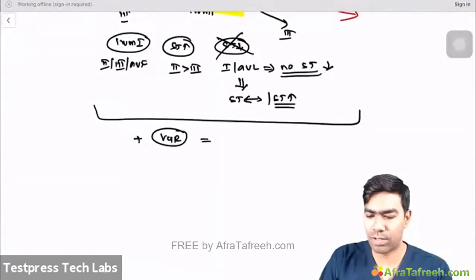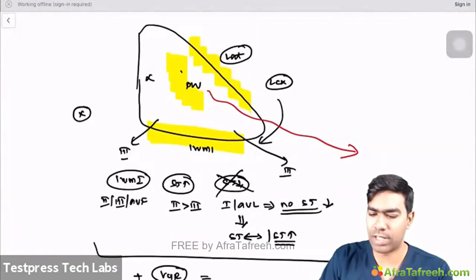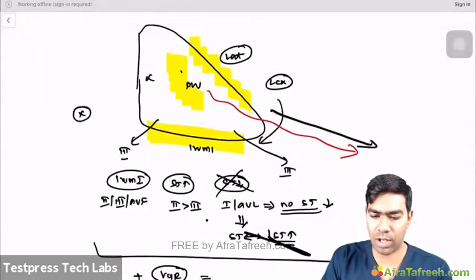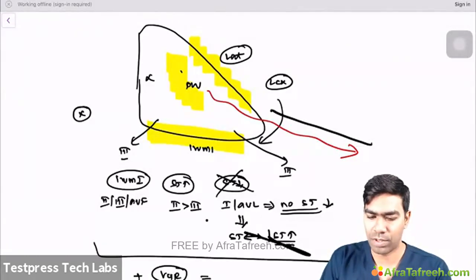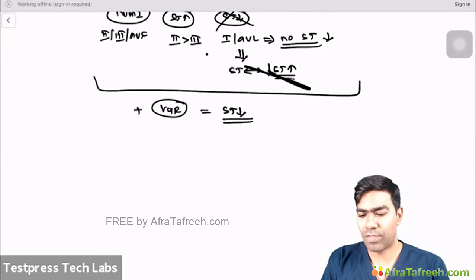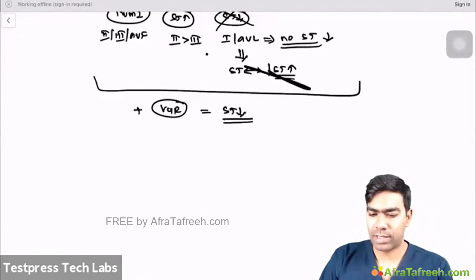V4R is a lead that is placed on this area. So this vector is moving away from V4R, and V4R will typically show ST depression only. So inferior MI with V4R showing ST depression, you can think about LCX involvement. That's all, as simple as that. Clear? So let us summarize.